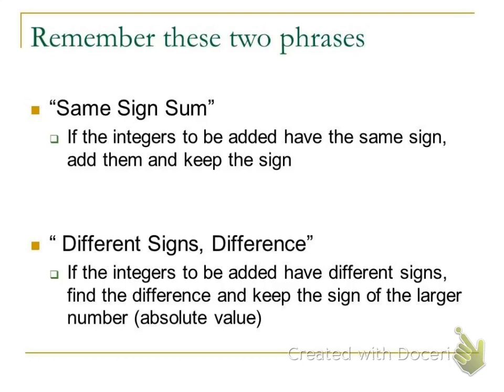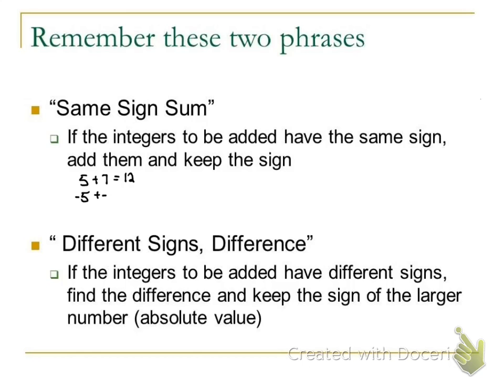The first one is same sign sum. So if the integers to be added have the same sign, you can just add them up and keep the sign. So, for example, if I have 5 plus 7, that equals 12. So I have 2 positives, they have the same sign, 5 plus 7 is 12, and I'm going to keep that positive sign and keep it positive 12.